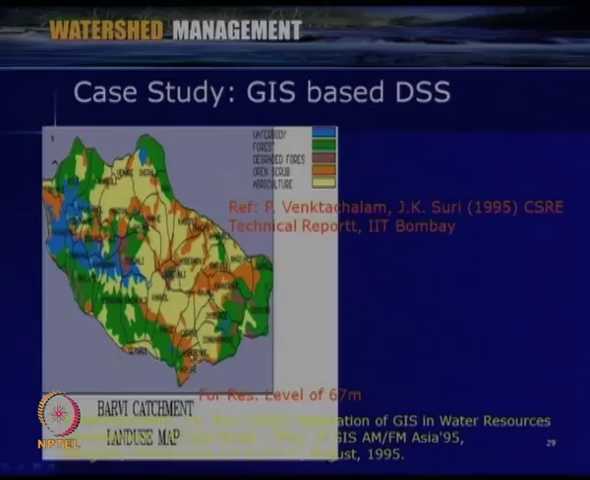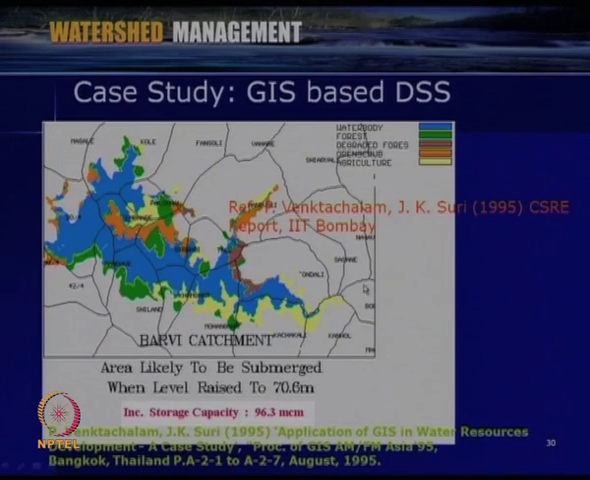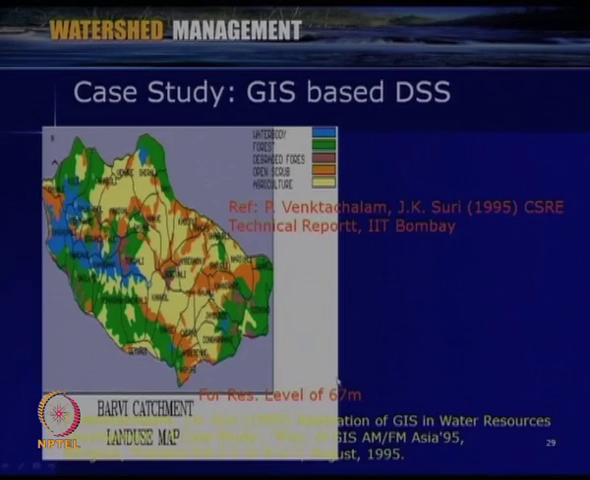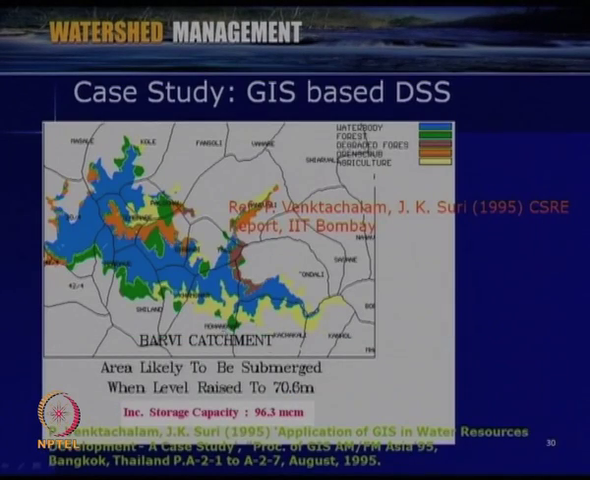This is the Barvi catchment land use map. Here this shows the water body, green color shows the forest, this color is degraded forest, and open scrub agricultural land is the yellow. Based upon the available data, Professor Venkatachalam and her team studied in detail the decision support system in a GIS environment. So, this shows if the level of the dam is raised to 70.6 meters from the previous 67 meters, how much area will be flooded.